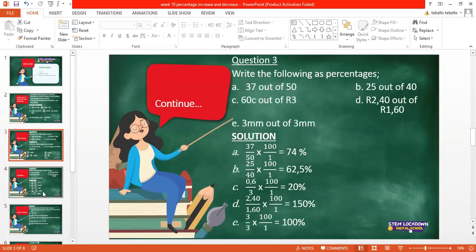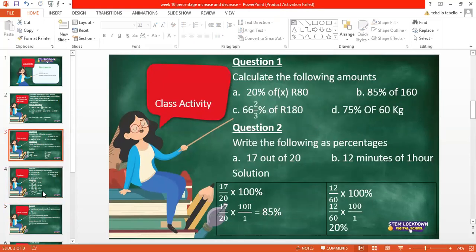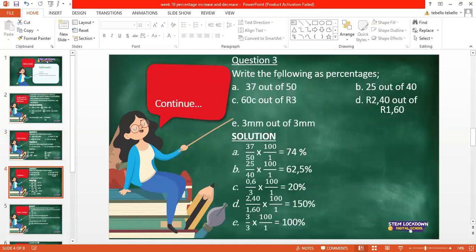So for your home activity, you would complete this one right here without using a calculator, which is number B, and you will also complete number C and D. And again, you will complete number A and B from this question.